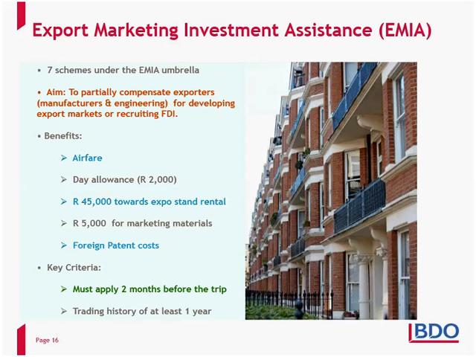And the EMIA scheme also pays a certain amount of money towards the cost of registering foreign patents. Some key criteria for qualifying: the DTI must receive the application at least 2 months before the traveller is scheduled to travel overseas or into Africa, and the business that's applying for the EMIA grant must have been trading for at least 1 year.